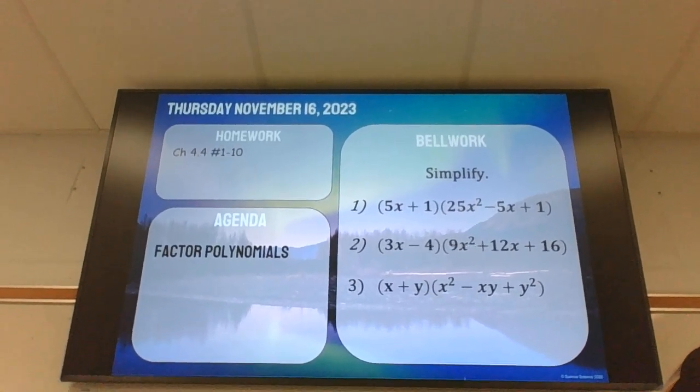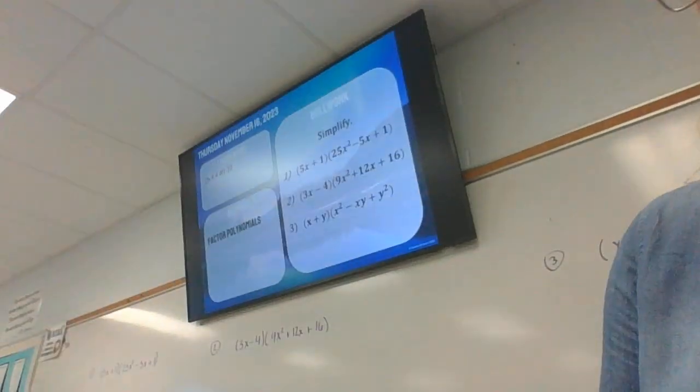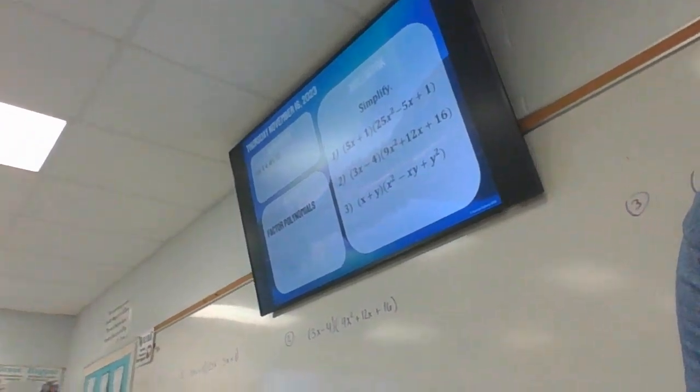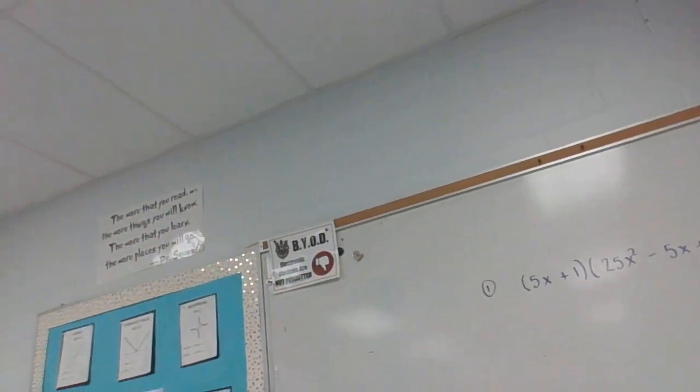You finished it? No? You do the first one? Let's distribute the 5x or add exponents. 5 times 25. I don't know. Get a calculator out. You know? 125.